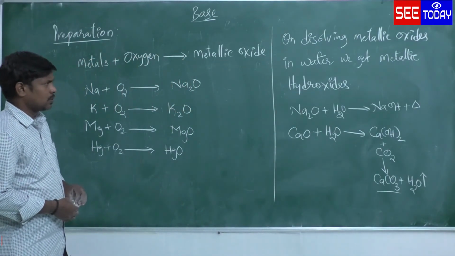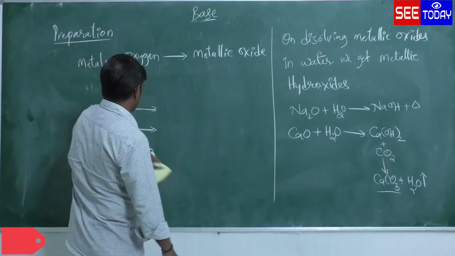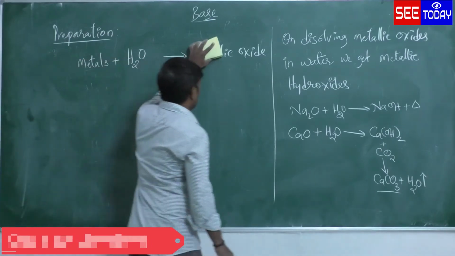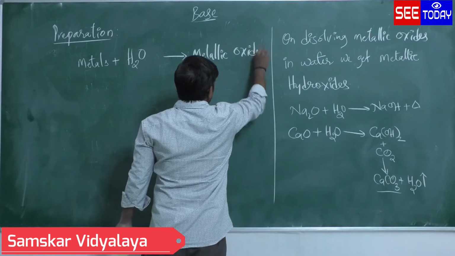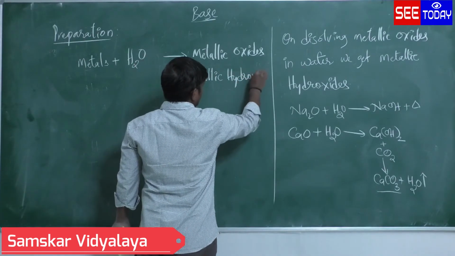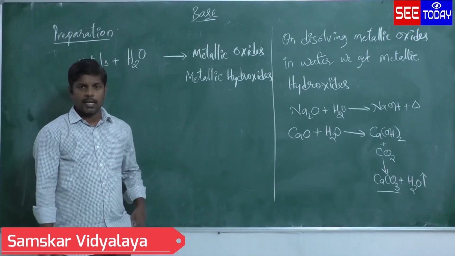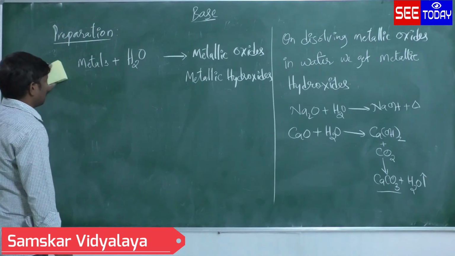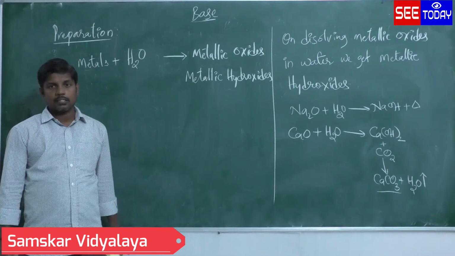On dissolving metallic oxides in water, we can get metallic hydroxide, and we can also get products on dissolving metals in water. Sometimes these metals may form metallic oxides, or they may form metallic hydroxides. So just now we have discussed metallic oxides and metallic hydroxides. Both are basic in nature. So they both act like bases. Clear? Right? So this is one more method. On dissolving metals in water, we can get metallic oxides or metallic hydroxide. So both metallic oxides and metallic hydroxide act like bases.